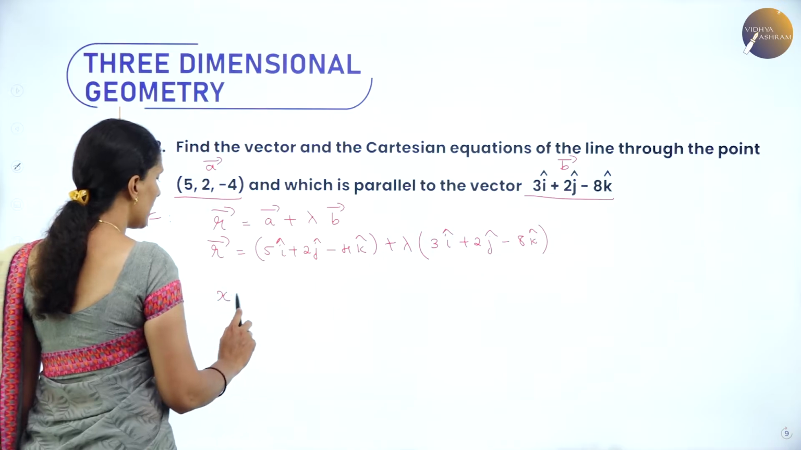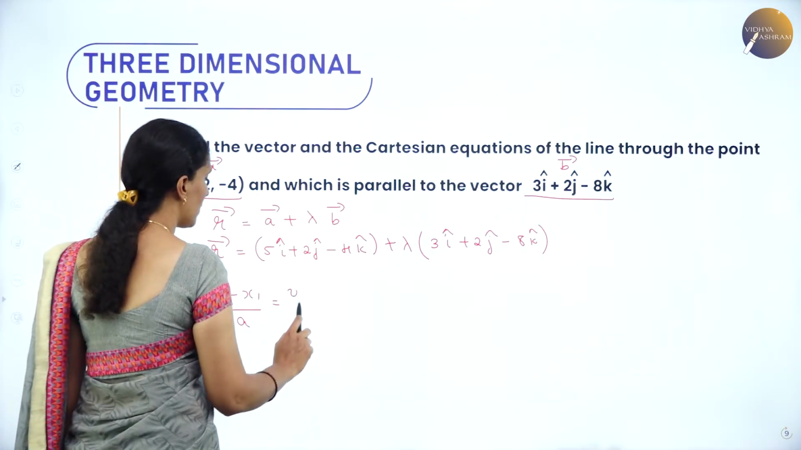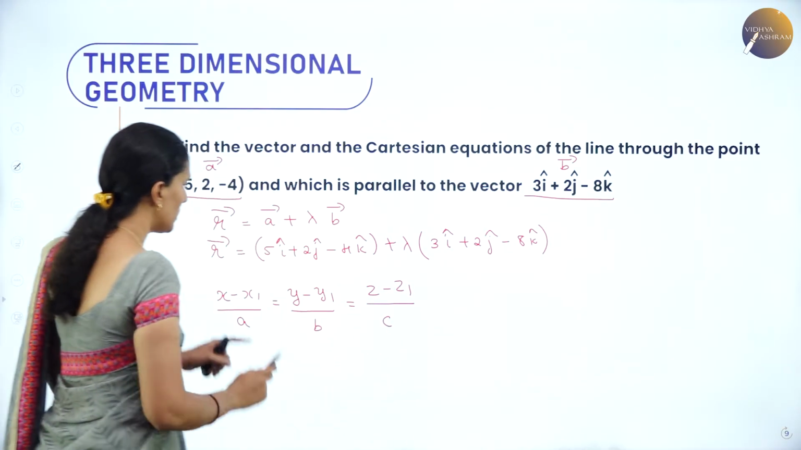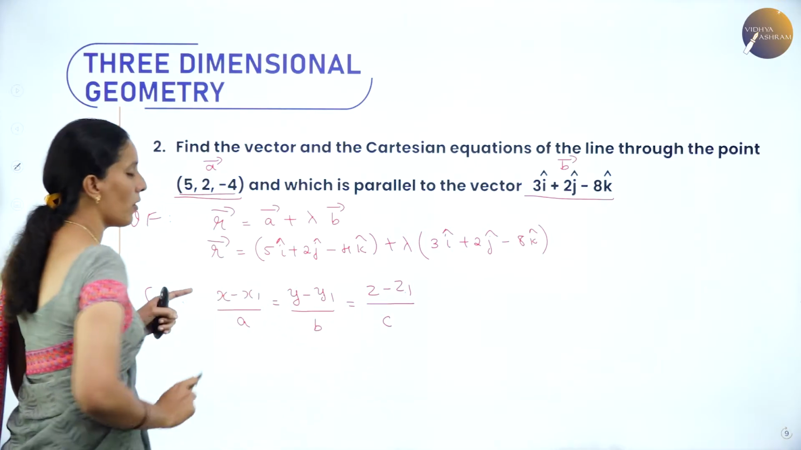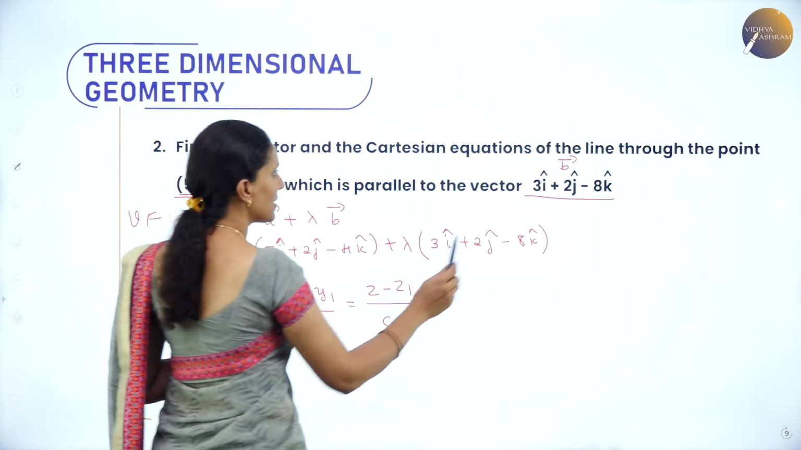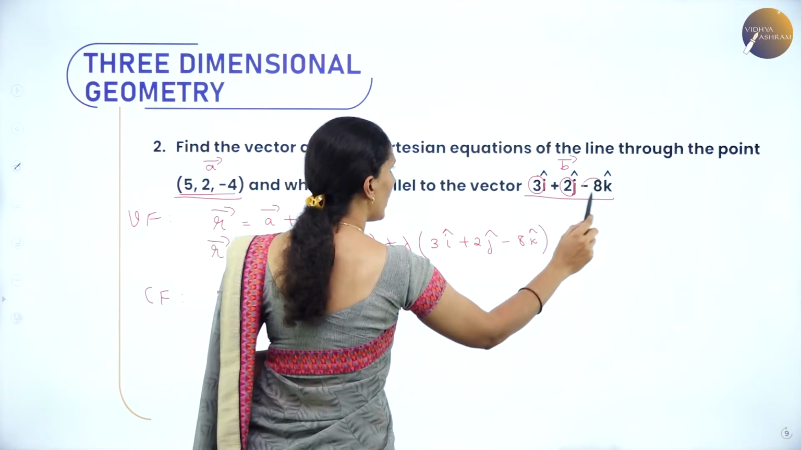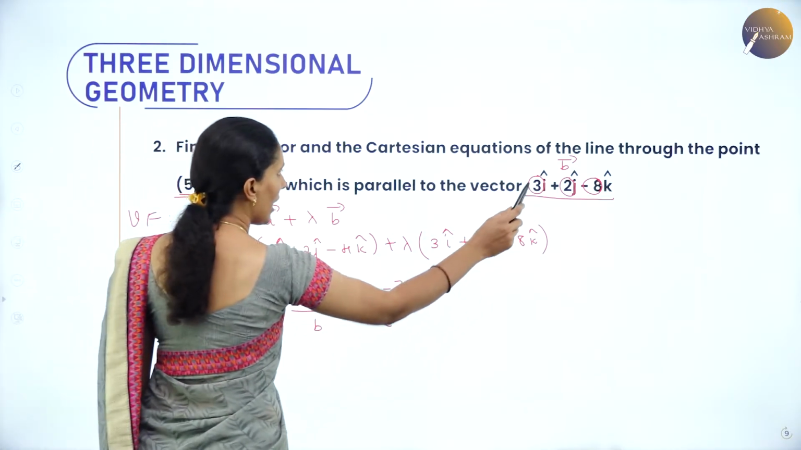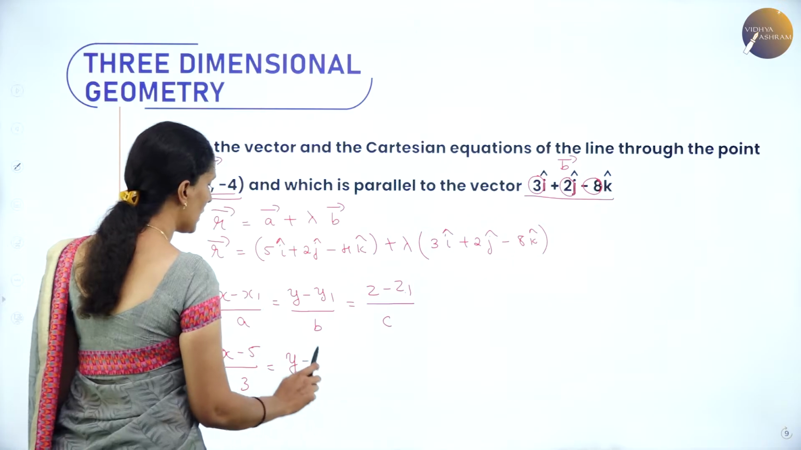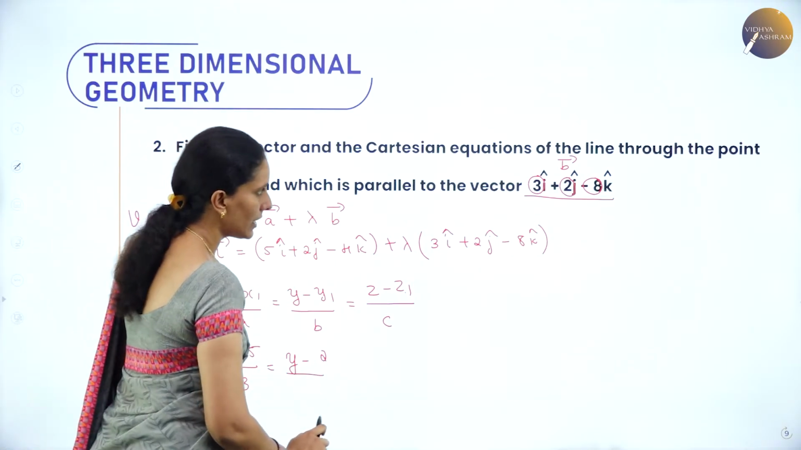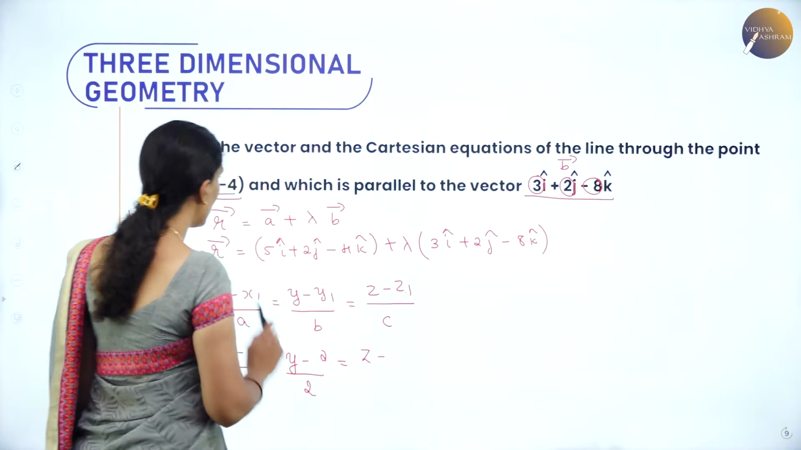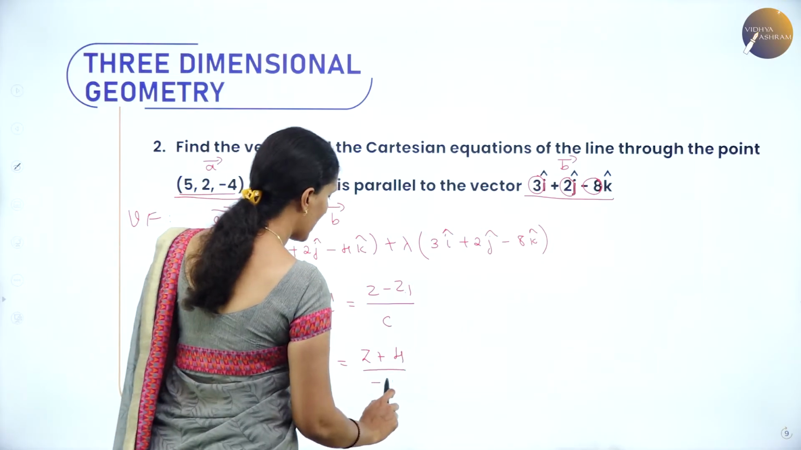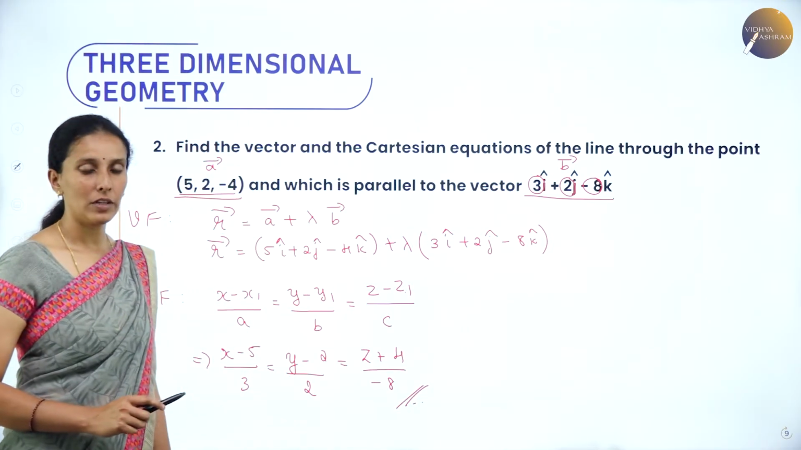So the Cartesian form is (x minus x1) by a is equal to (y minus y1) by b equals (z minus z1) by c. So x1, y1, z1 means the point A, and a, b, c means the direction ratios of B, that is 3, 2 and minus 8. So this implies (x minus 5) divided by 3 is equal to (y minus 2) by 2 is equal to (z minus minus 4, which becomes z plus 4) by minus 8. So this is the Cartesian equation of the given line.